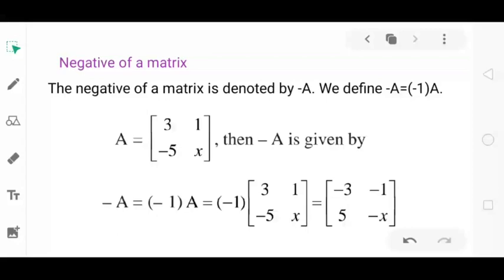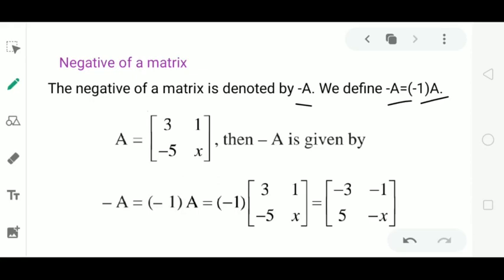Negative of a matrix. The negative of a matrix is denoted by minus A. That is, we define minus A is equal to minus 1 into A. That is, if A is any given matrix, then the negative of the matrix is minus A, which is obtained by multiplying each element of matrix A by minus 1.